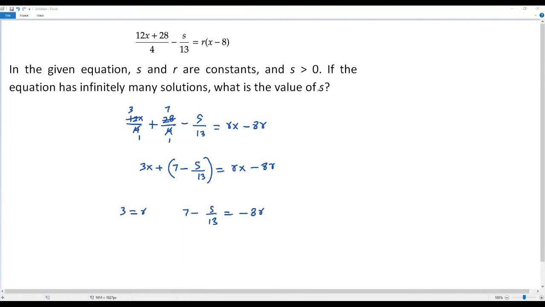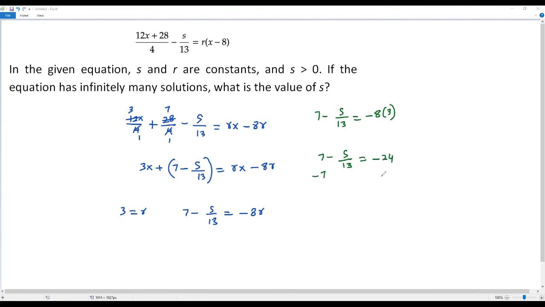Now our aim is to solve for s, that is, we have to get the value of s. We know that the value of r is 3. We can plug in this 3 for r over here. Then I'm getting 7 − s over 13 equals −8 times 3. Then we get 7 − s over 13 equals −24.